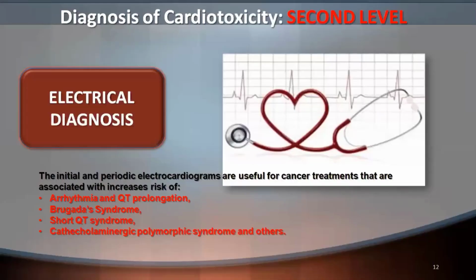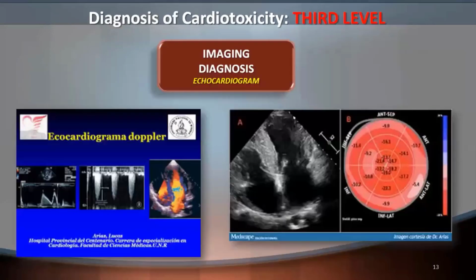On the other hand, the second level for cardiotoxicity diagnosis is electrical diagnosis. We use electrocardiograms all the time. It's useful in cancer treatment to demonstrate arrhythmia, QT prolongation, or maybe other troubles in the patient. Today, we also have increased development day by day in imaging, in cardiac or maybe other diseases.